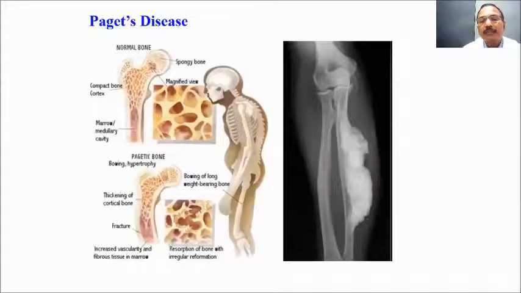Another disease associated with bone tissue is abnormal bone formation and remodeling. It is called Paget's disease. This can happen in both adult and young individuals. It is also due to the imbalance between bone formation and bone resorption. There will be abnormal bone growth like this. In this radiograph you can see. These are the various clinical aspects of the histology of bone tissue.